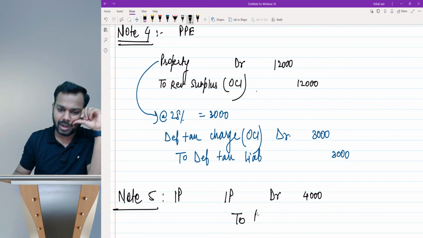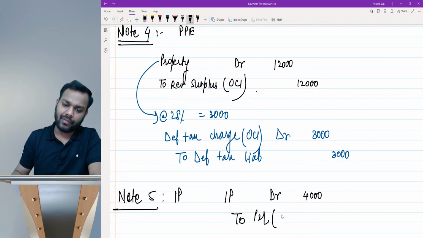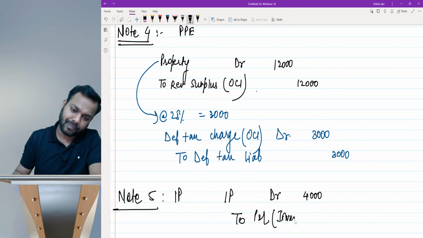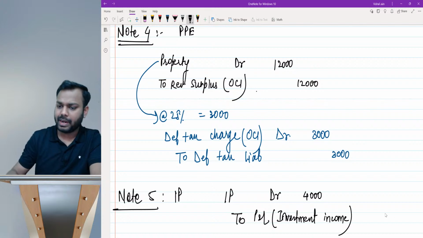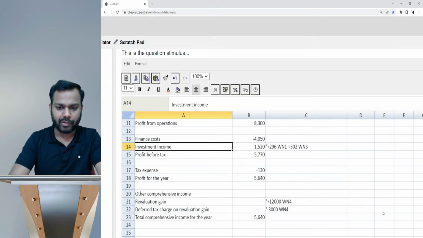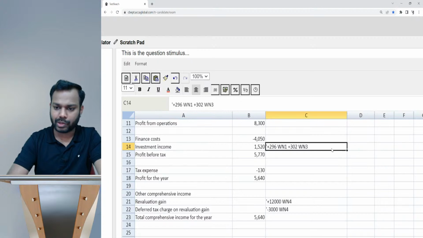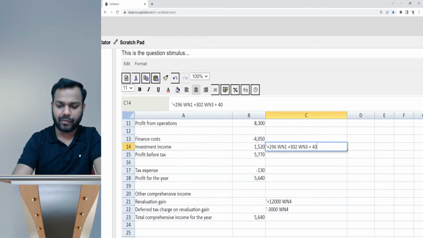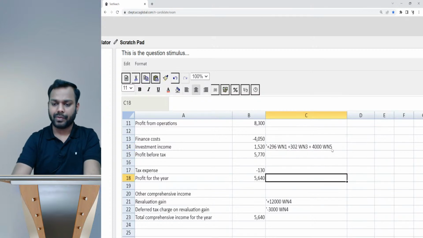To P&L, and in the P&L we can record it in investment income. 4,000, right? So let's record that as well. In P&L we can record in investment income, we can write here plus 4,000, working note number 5.